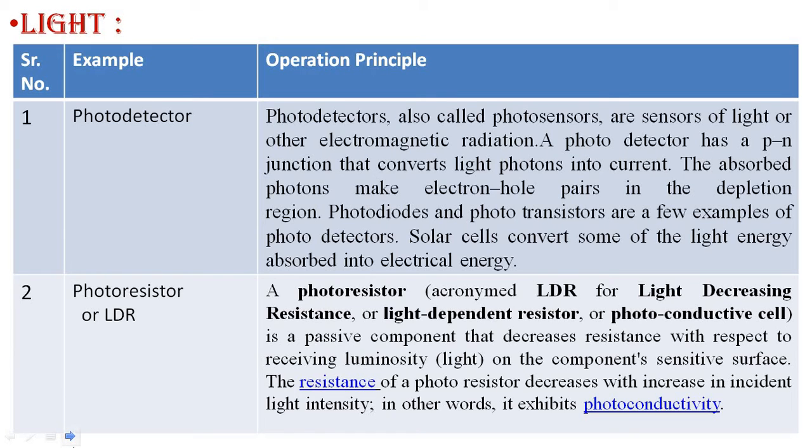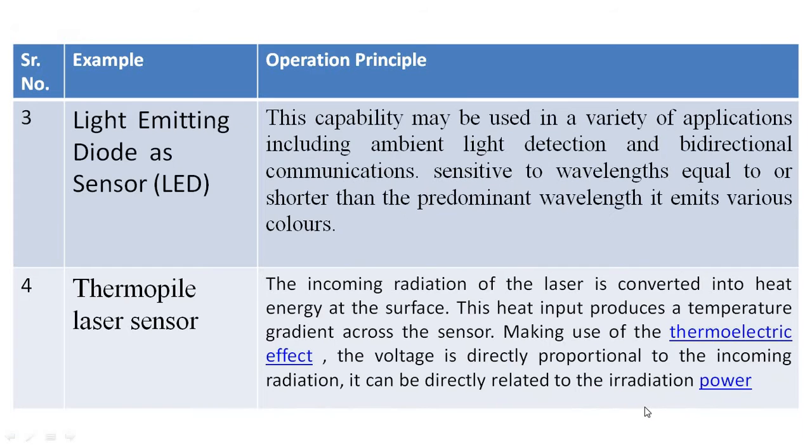When light intensity is minimum, the resistance of the photoresistor or LDR is maximum. When light intensity is maximum, the photoresistor LDR resistance is minimum. So it exhibits photoconductivity.